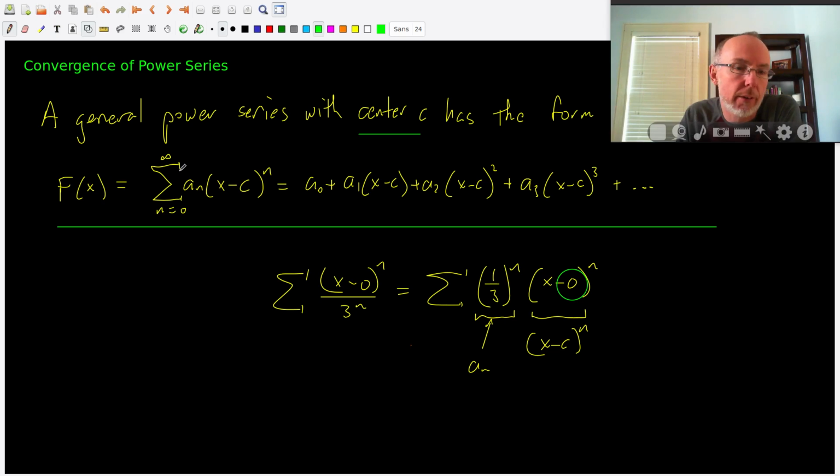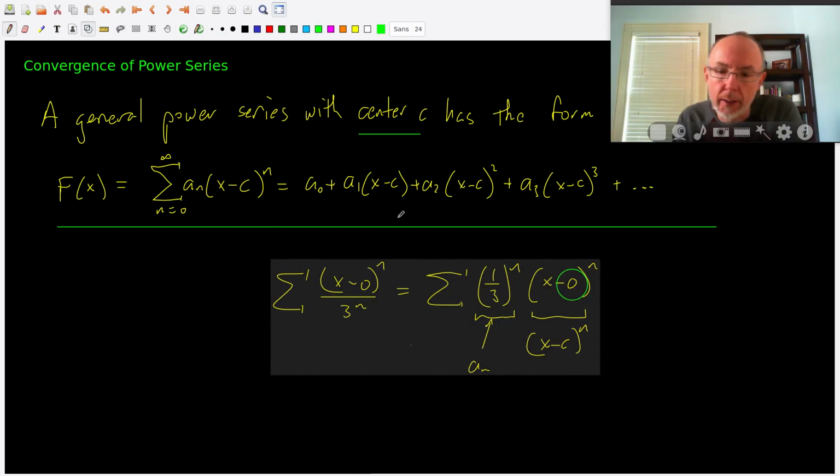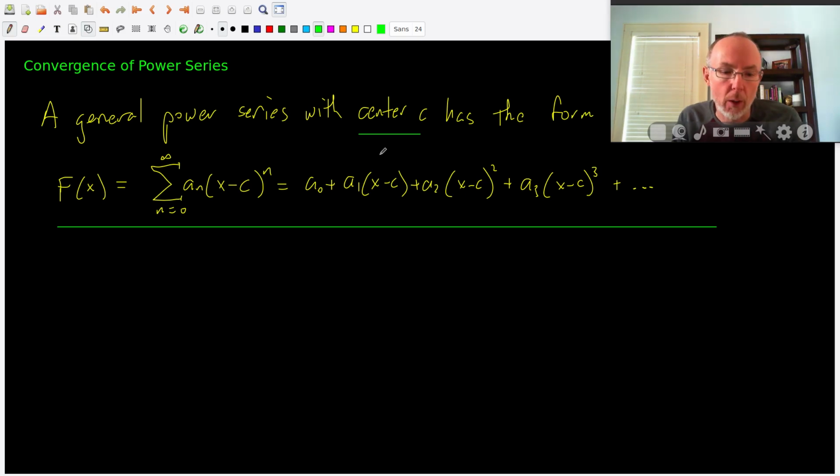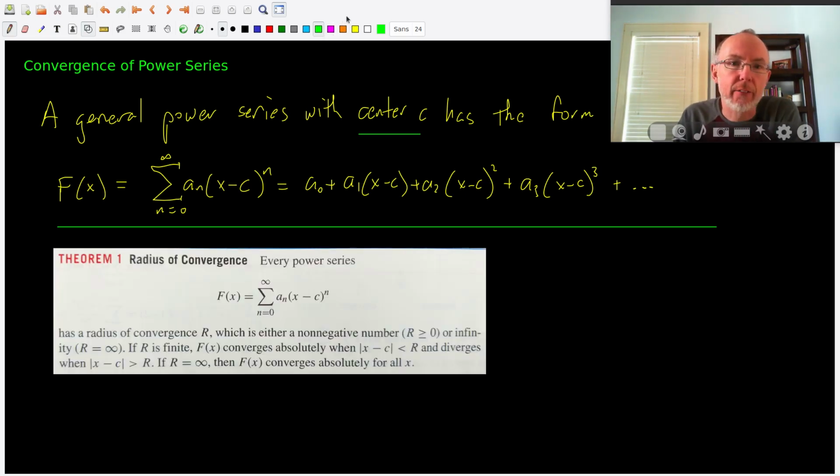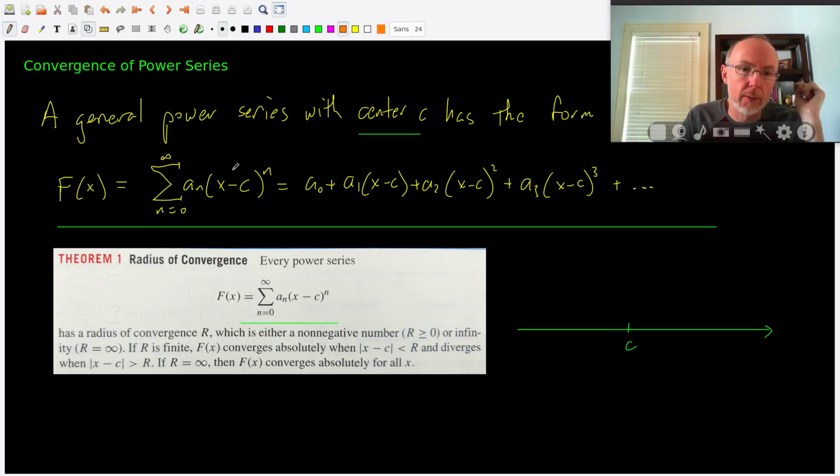If it doesn't converge, it's just going to give infinite values for a given value of x, so that's not going to be very interesting. But our theorem essentially confirms that what we saw in the last example is true in general. If we have a number line, and the series is centered at c, then if we're looking at this series, it's going to have a radius of convergence. That radius of convergence might be 0.